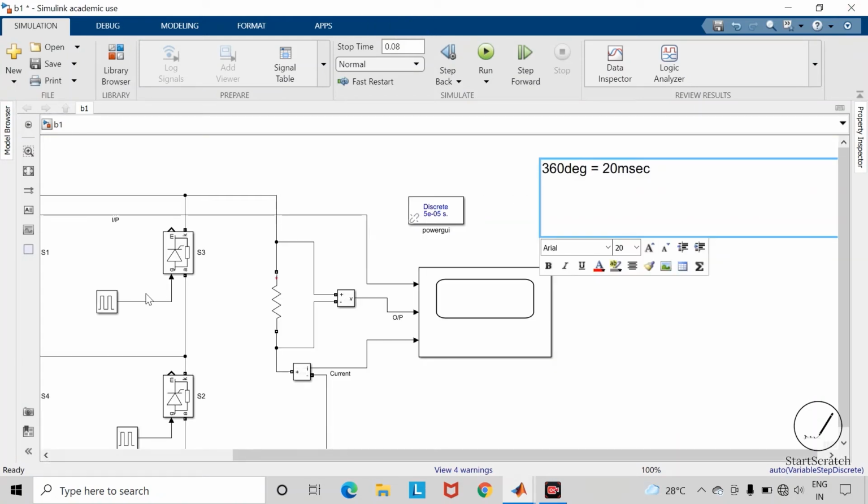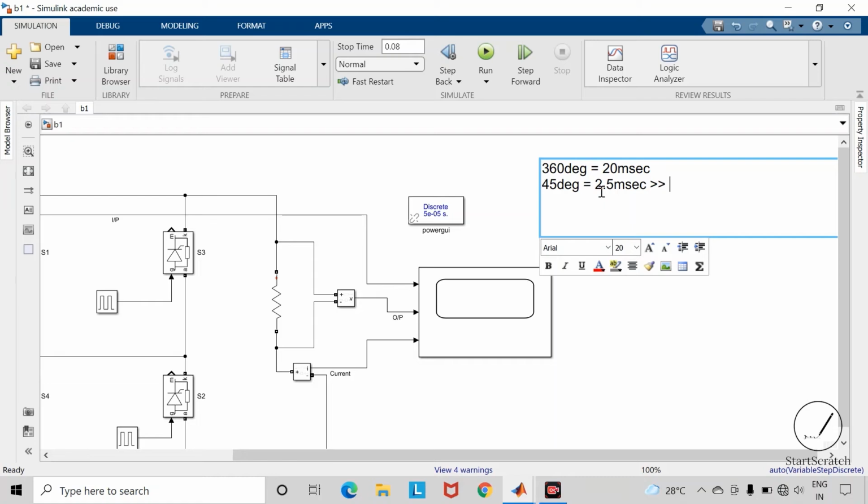So this firing angle is nothing but the instant at which we have to apply this gate trigger to this thyristor so that it will jump into the forward conduction mode. So our one cycle of AC supply is of 360 degrees and corresponding time period is of 20 milliseconds. Now if we want the firing angle delay to be 45 degree, then corresponding phase delay which we have to apply is of 2.5 milliseconds.